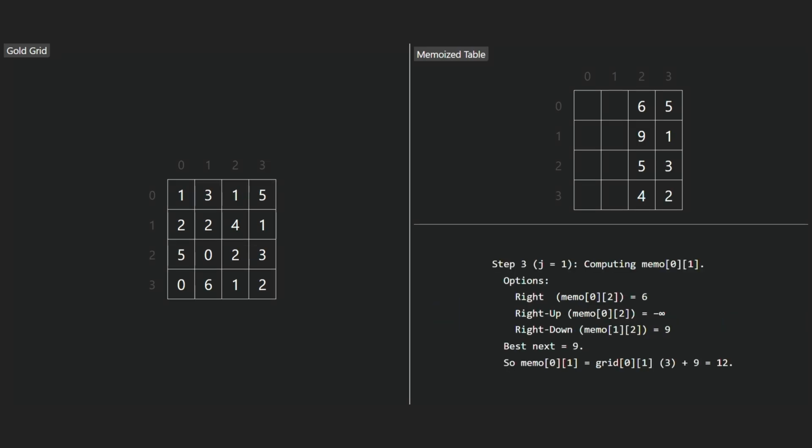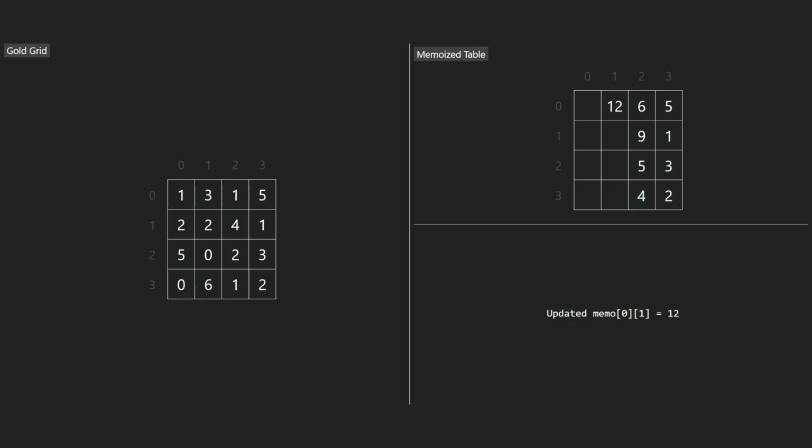Filling column 1, J equals 1. Now we fill column 1. For each row I, we again examine memoized table at I cross 2, right, memoized table at I minus 1 cross 2, right up, and memoized table at I plus 1 cross 2, right down, whenever those indices exist. Take row 0 as an example. We compare memoized table at 0 cross 2 equals 6 with memoized table at 1 cross 2 equals 9. Right up is invalid. The larger is 9, so memoized table at 0 cross 1 becomes grid at 0 cross 1, which is 3, plus 9, which equals 12.